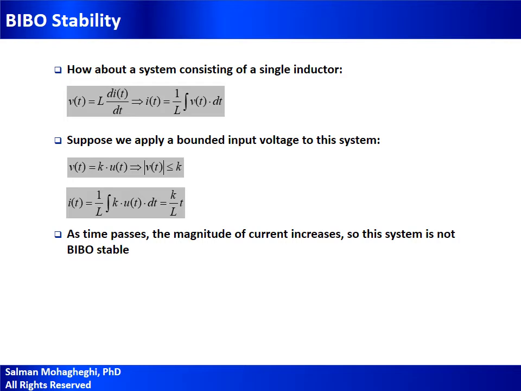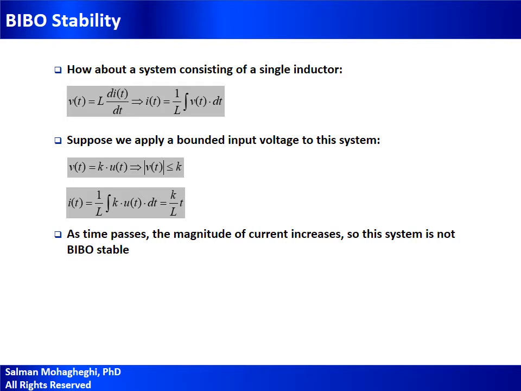Now, if V of t is k u of t, I of t would be 1 over L integral of k times u of t times dt. And we do remember that the answer to this integral is going to be the ramp function. So I of t would be k divided by L times t.